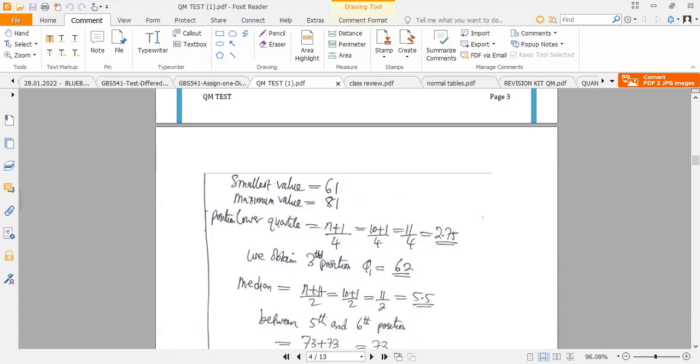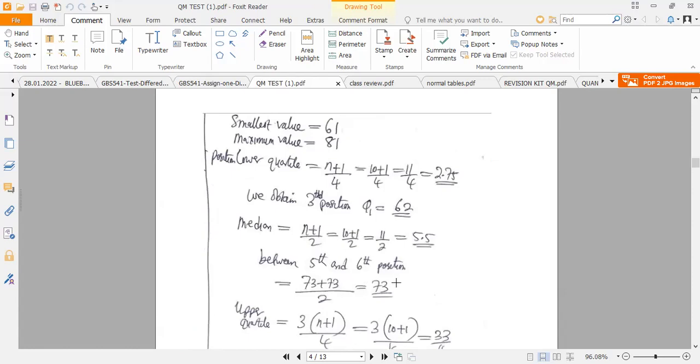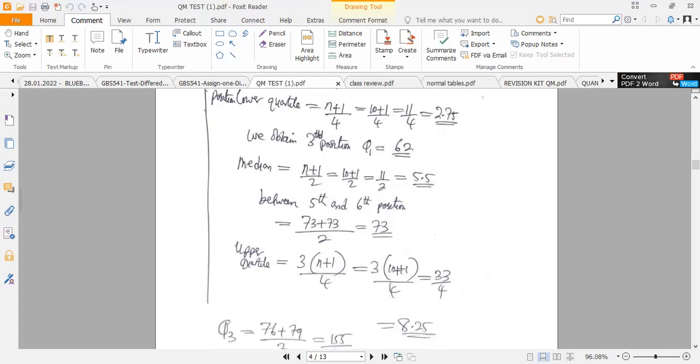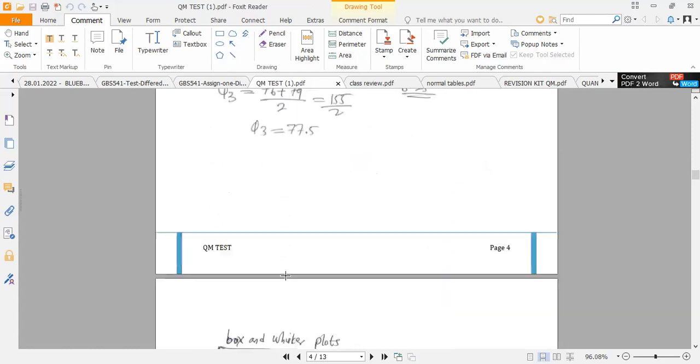The median is n plus 1 over 2, or half of n plus 1. It's the same thing. So we have 5.5, meaning the 5th number and the 6th number, we divide by 2. Please, I'm a little bit fast here because I've already taught you. I just want to preempt as you are doing the work, which is 73. The upper quarter is 3/4 of n plus 1. It gives you 8.25. So because 8.25, the nearest is what? The 8th number, which is the upper quarter.